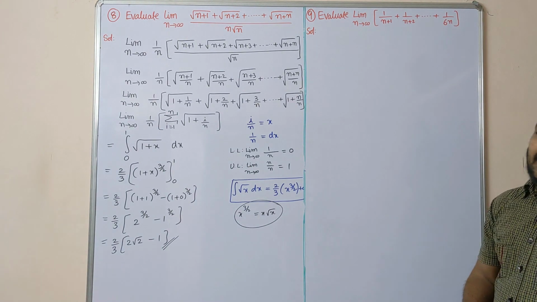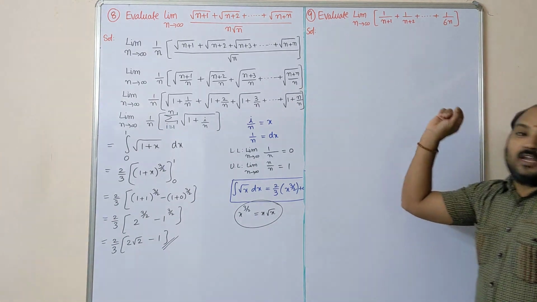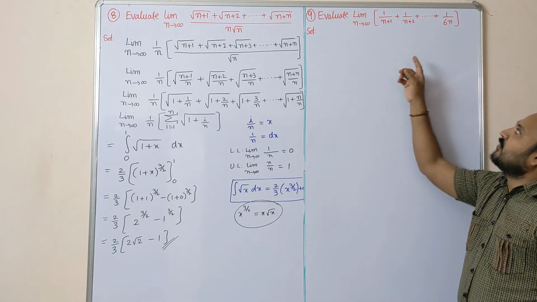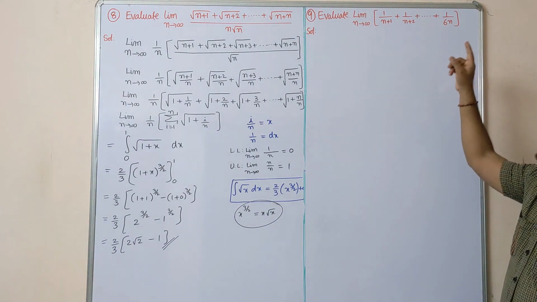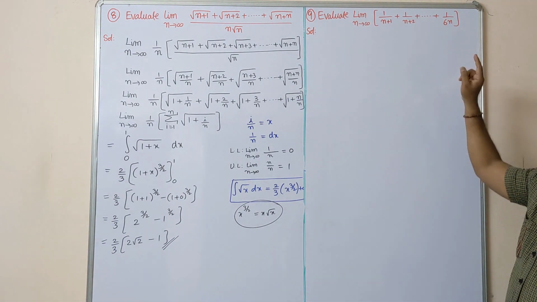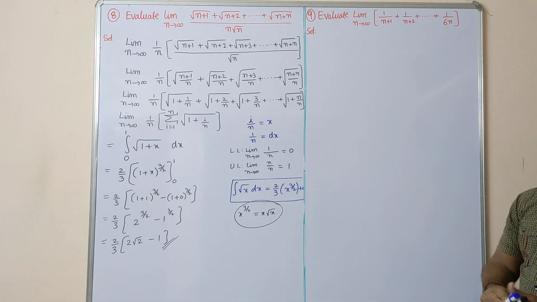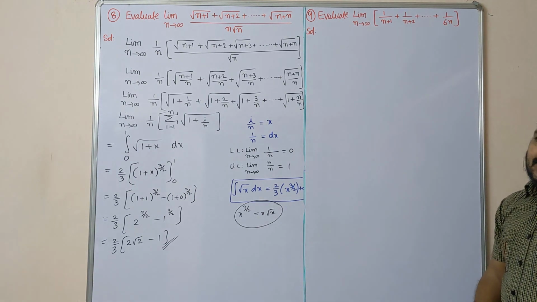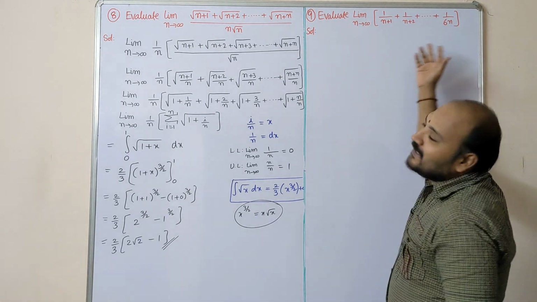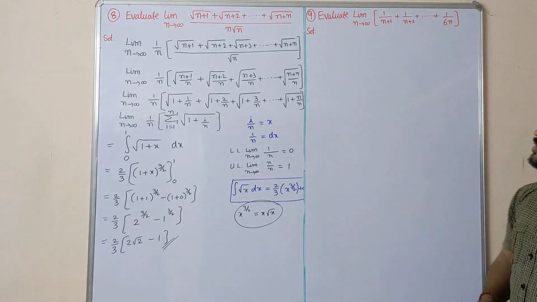Now come to the question. And in the question number 9. Evaluate limit n tends to infinity 1 by n plus 1 plus 1 by n plus 2 plus and so on plus 1 by 6n. Here not n terms, 6n terms only there. So how to write?